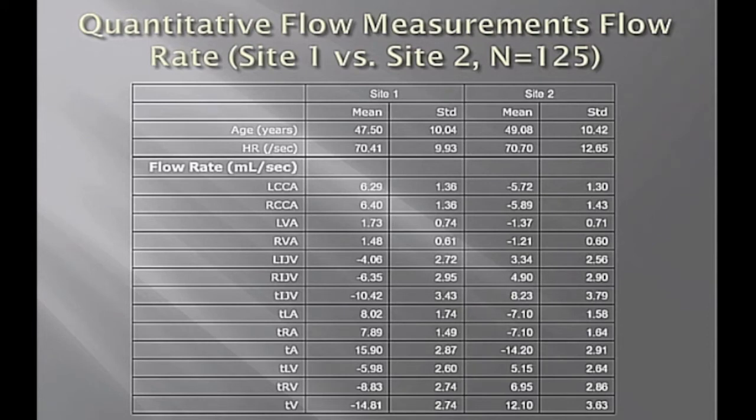And here is an example from these 125 cases from each site. And I'm just going to take the right internal jugular vein. Here, I get a flow of minus 6.35 milliliters per second. On here, I get 4.9. On the total left arterial flow, I get 8 milliliters per second. Here, I only get 7. I'm wrong by about 10%. In fact, it's consistently lower by 10% at the other site.